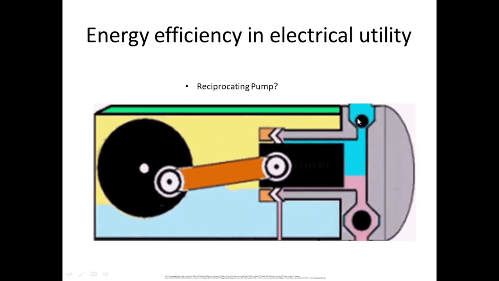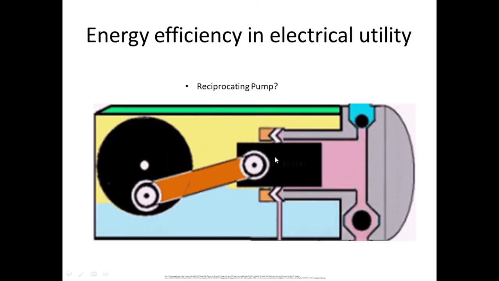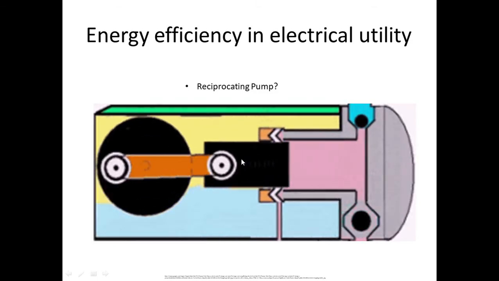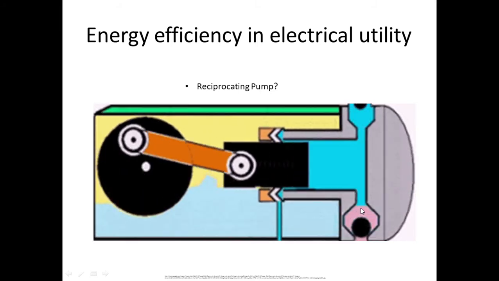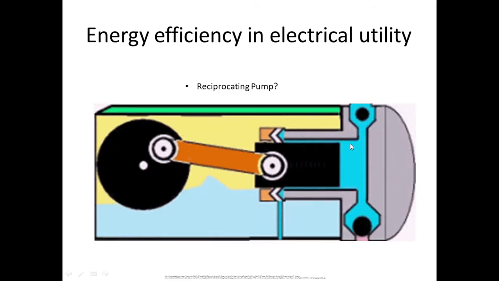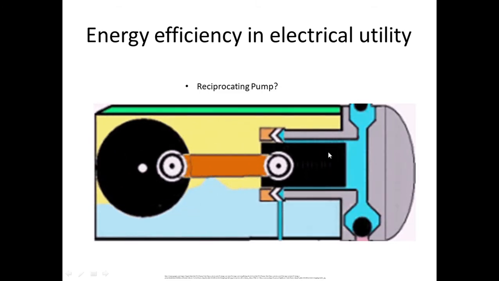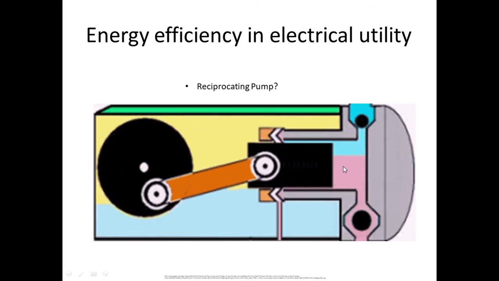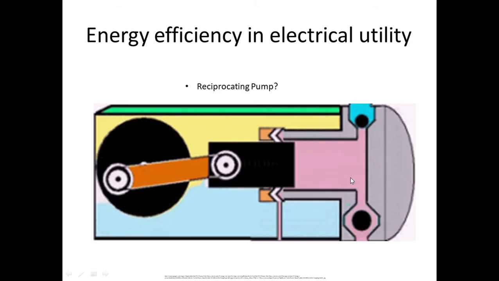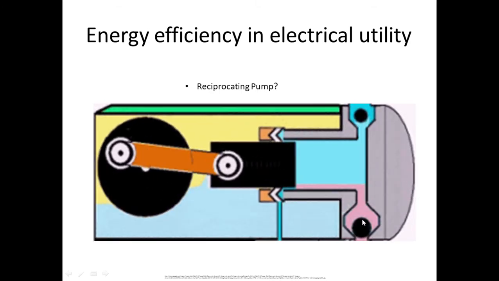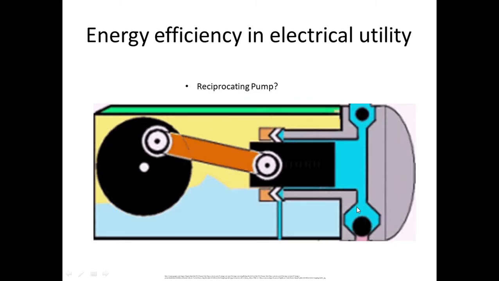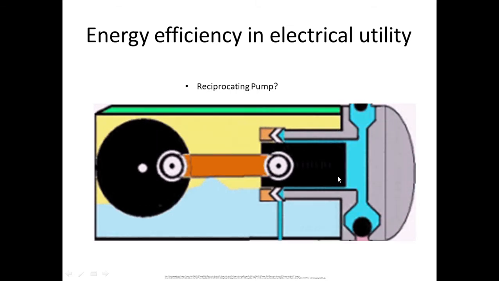These are the valves. As the connecting rod moves backward, the piston moves backward, due to which the pressure inside the cylinder decreases, and a type of suction or vacuum is created. Because of the creation of that vacuum inside the cylinder, the inlet valve opens, and it supplies water or any liquid through this valve into the cylinder.